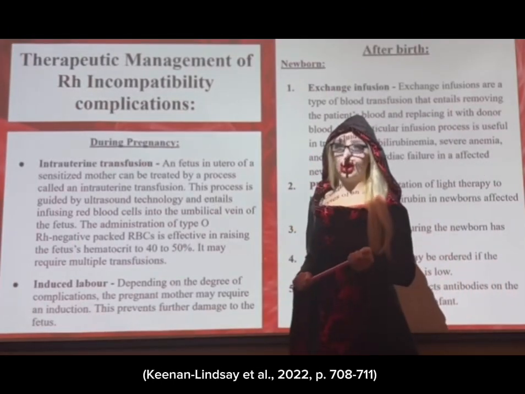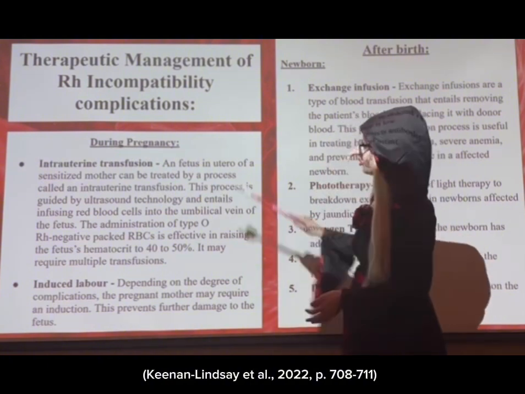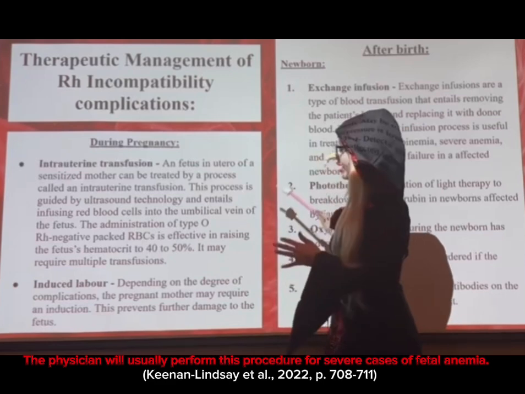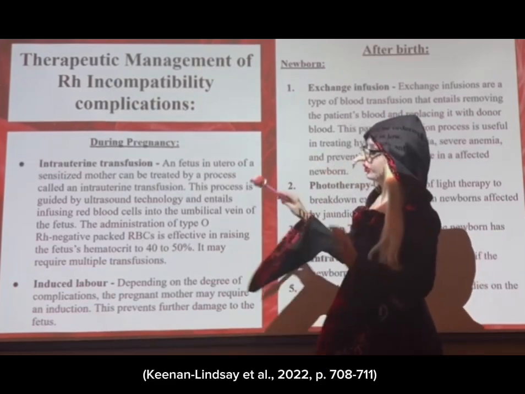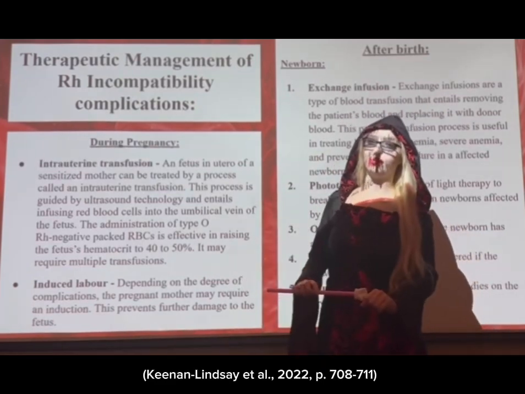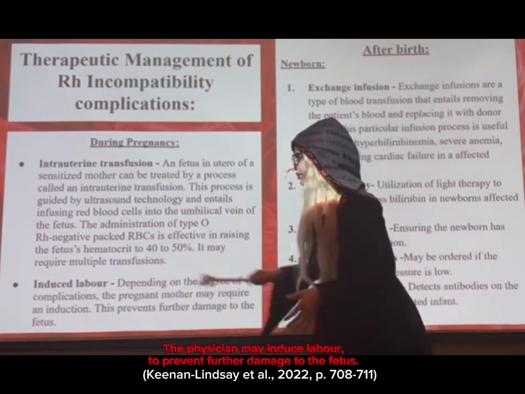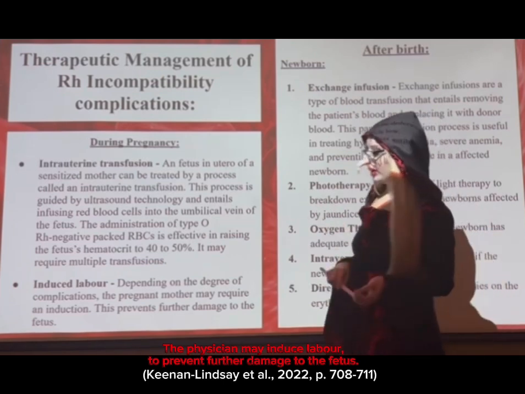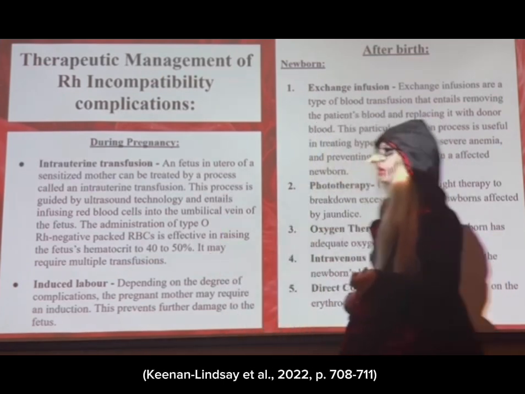Therapeutic management of Rh incompatibility complications. During pregnancy, we can do something called an intrauterine transfusion. This process is guided by ultrasound technology and entails infusing red blood cells into the umbilical vein of the fetus. We can induce labor depending on the degree of complications. The pregnant mother may require induction. This prevents further damage to the fetus.